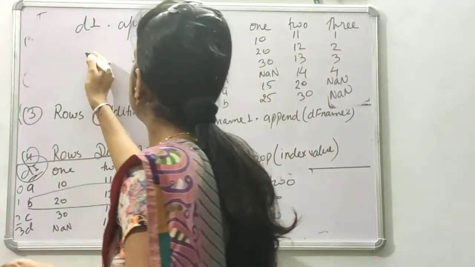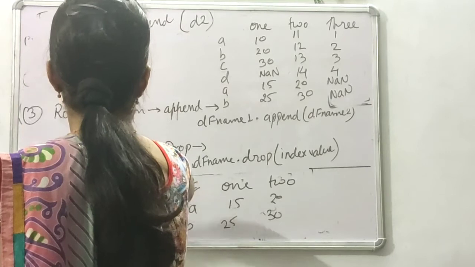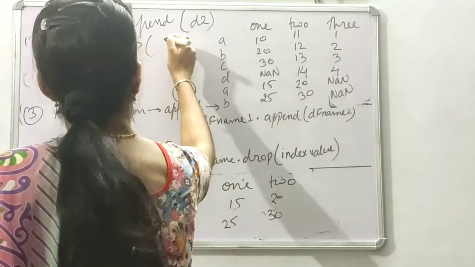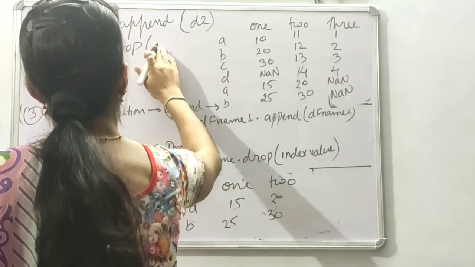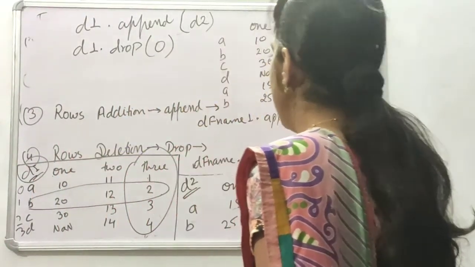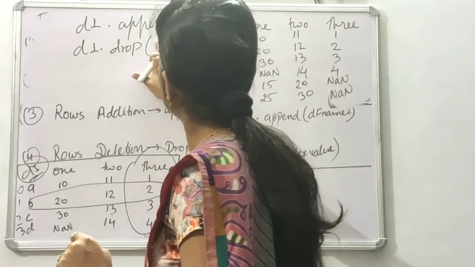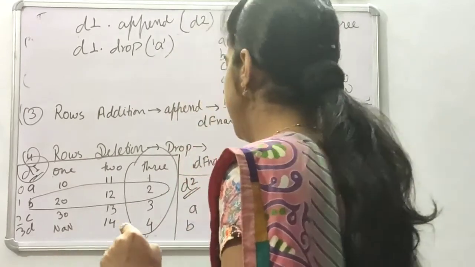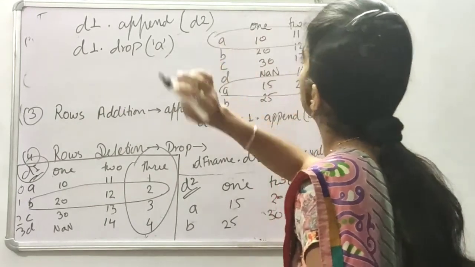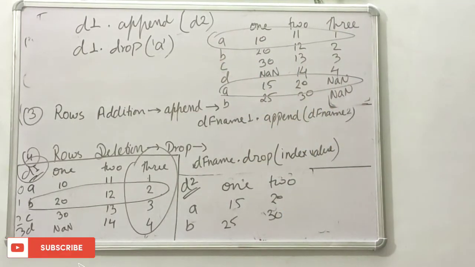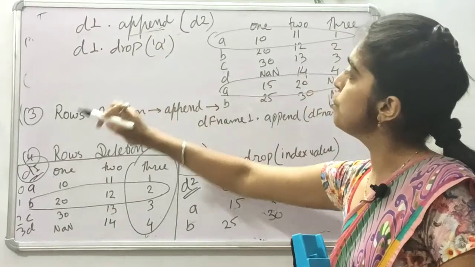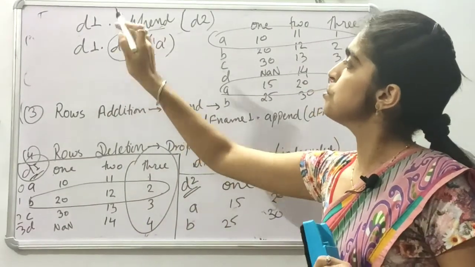Now if you want to delete a row, then write the data frame name first, D1, then drop, and then write the row number. For example, if you want to delete row 0, then write 0. Then row 0 will be deleted. For example, if you want to delete the A row, then write A in the brackets. Then the A row will be deleted from the data frame. I repeat, the append function is used to add rows and the drop function is used to delete rows.